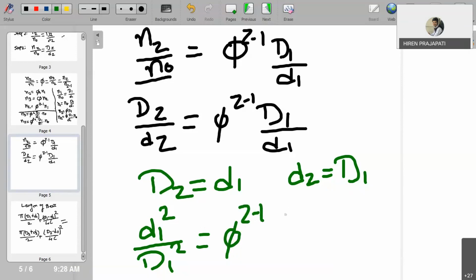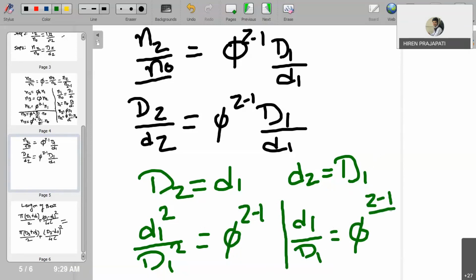Then if we remove the square, and if we want to write this in terms of diameter ratio only, then small d1 by capital D1 is equal to phi to the power (z minus 1) by 2. I hope it is clear. So this is what we got, diameter ratio with two conditions: if we want speeds in geometric progression and we are using both the pulleys as identical pulleys. But this small d1 is the output shaft pulley diameter and capital D1 is the input shaft pulley diameter, so this ratio is actually the inverse of the transmission ratio, right?